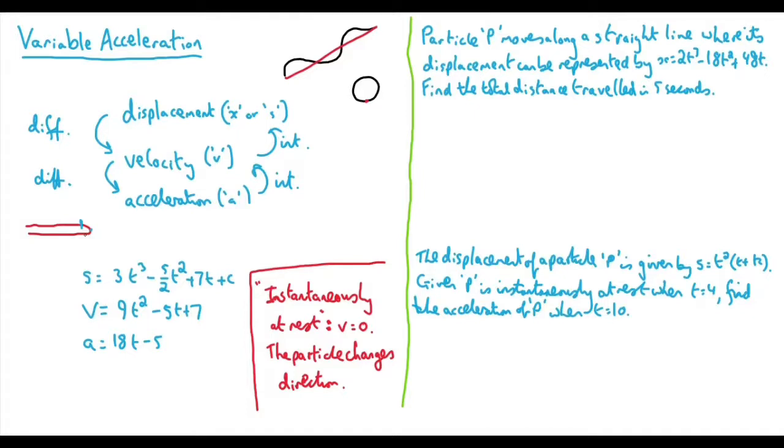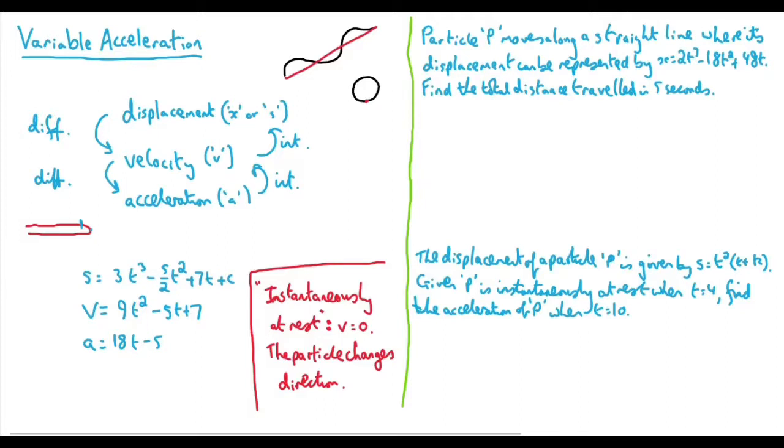So just something to look out for. And yes, this notes, therefore, that if it's instantaneously at rest, if velocity is 0, this will be because at that moment in time, the particle is changing direction. It goes back on itself. Okay. Now we have that out of the way, let's move on to an actual question.